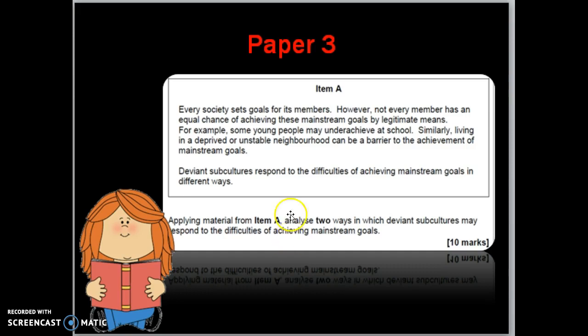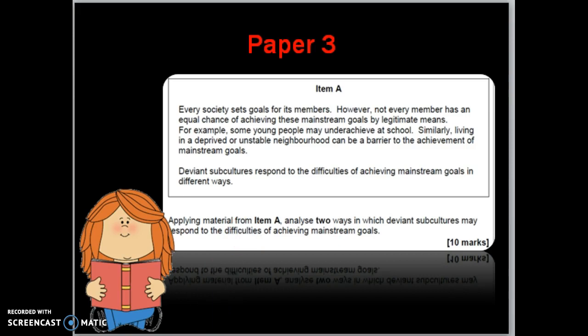Once again, the final sentence links back to the question, and again, to gain the application marks, you need to be explicit or obvious in stating how these subcultures respond. So do they invert society's values? Do they turn to utilitarian crime or non-utilitarian crime or anything like that?